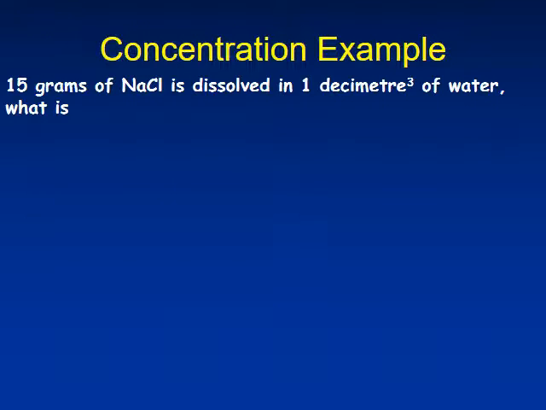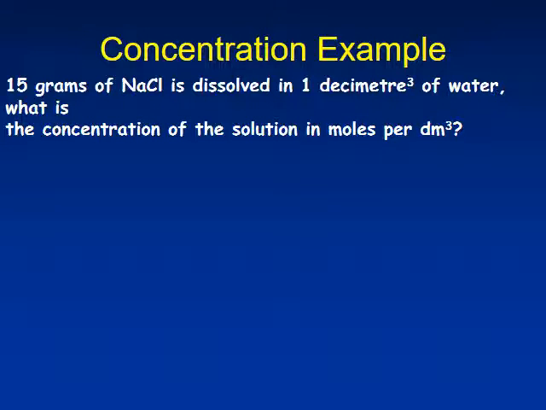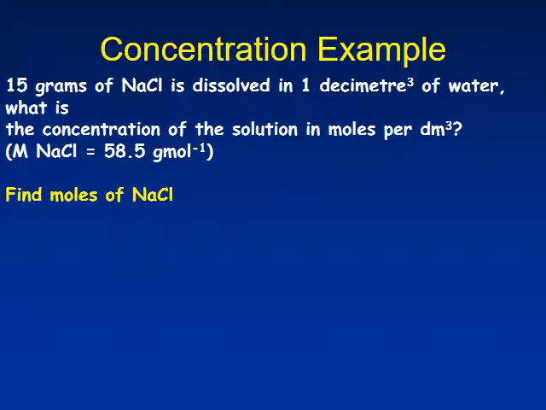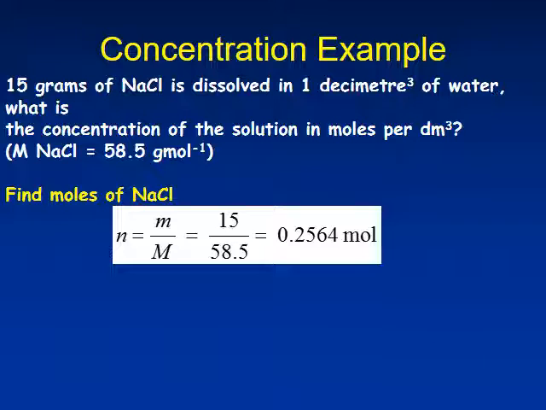So here's an example of concentration. You have 15 grams of table salt, sodium chloride, and it's dissolved in 1 decimeter cubed of water. What is the concentration of the solution in moles per decimeter cubed? So the molar mass of sodium chloride is 58.5 grams per mole, so the first thing we have to do is find the moles of sodium chloride. I'm going to do that with our equation.